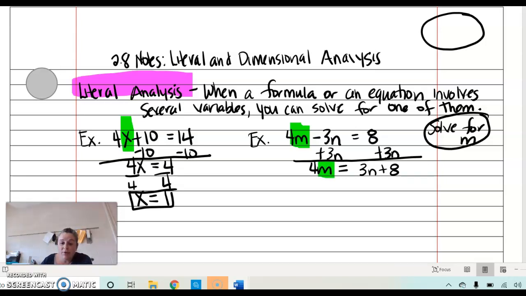m is multiplied by 4, so I got to divide both sides by 4. And when I mean dividing both sides, I mean both sides, so all of it. So I get m is equal to 3n plus 8, whatever n must be, and then divide by 4. And because I don't know what n is, I really can't go any farther than that, and I am done.